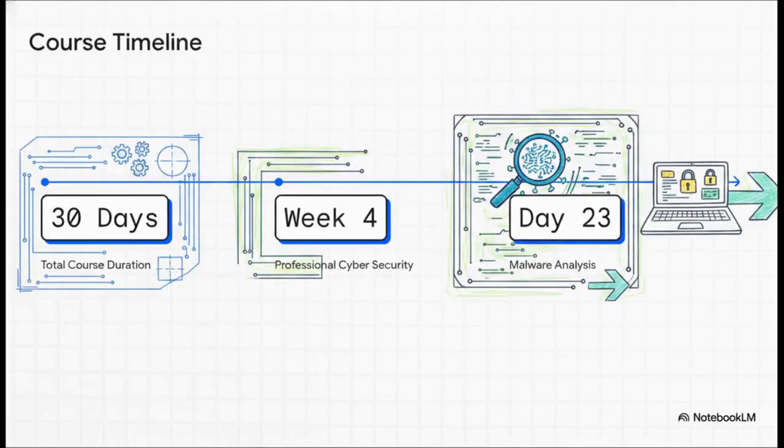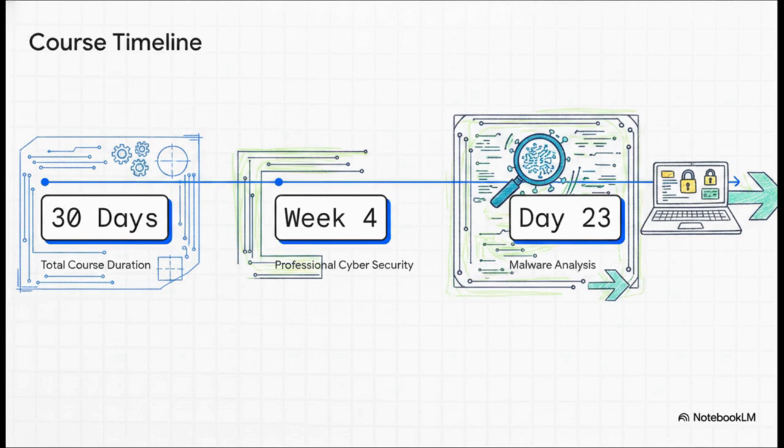Now, to truly understand this blueprint, we've got to see exactly where it fits into the bigger picture. The source visualizes this specific malware analysis lesson as a critical turning point within a massive beginner to freelance professional course timeline. You see, this isn't day one. It's a 30-day intensive program, and we are zooming all the way in on week 4, specifically day 23. By the time a student actually reaches this point, they're already deep into the professional cybersecurity phase. So the architecture of this particular lesson really has to bridge the gap between that foundational knowledge and highly advanced professional application.